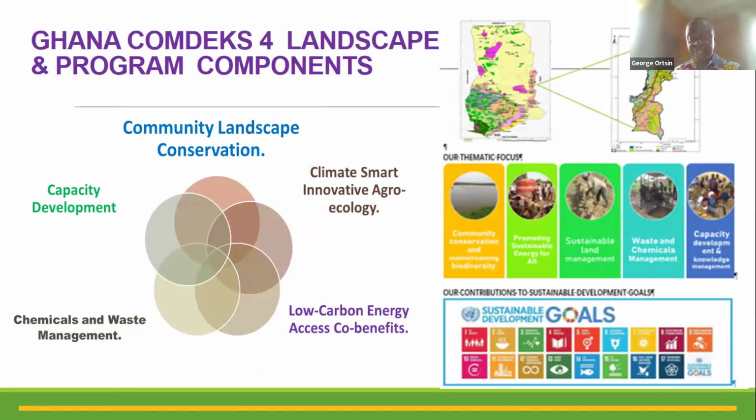So for this landscape intervention, we're looking basically at all the 5 thematic areas of COMDEKS, and also intermarrying it with GEF 8. And then we look at its contribution to the Sustainable Development Goals. You know, we're supposed to contribute to certain goals. So we try to look at all these and then mix them up to identify areas of focus and areas of support at the same time.